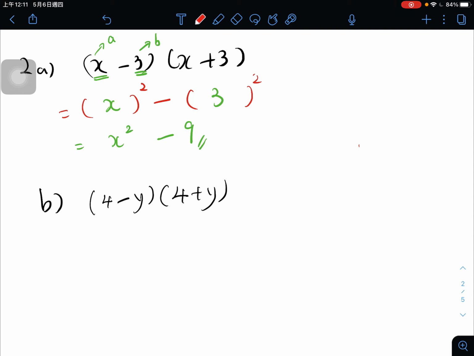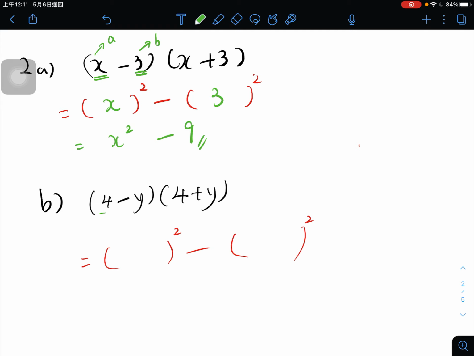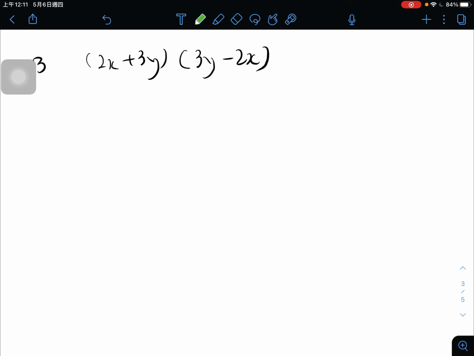Similarly, for part B, I will use the same skill. Write down two brackets and the square sign, and try to find what is A and what is B. So put it here, and then we will get 16 minus y squared. Let's look at more examples.